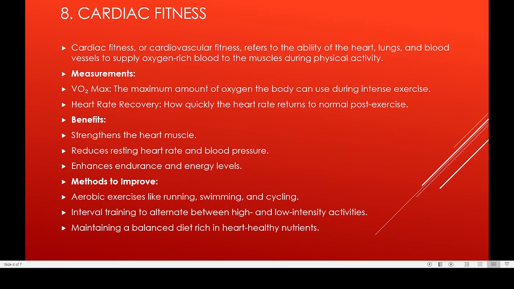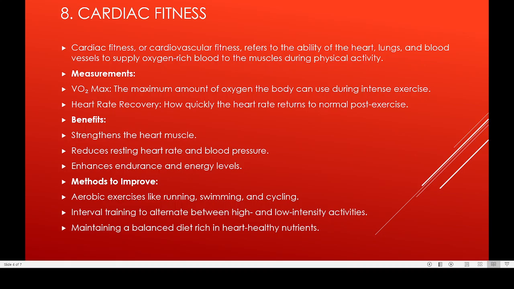Then interval training, to alternate between high and low intensity activity. Sometimes you are running for some time, then you take a small rest. Then after a period of time you are again doing some high intensity activity. So that kind of training is known as interval training.